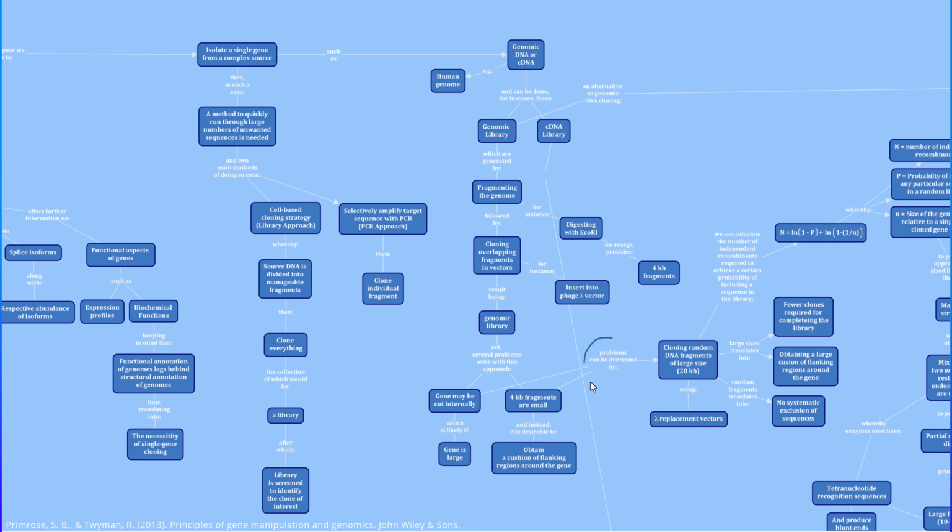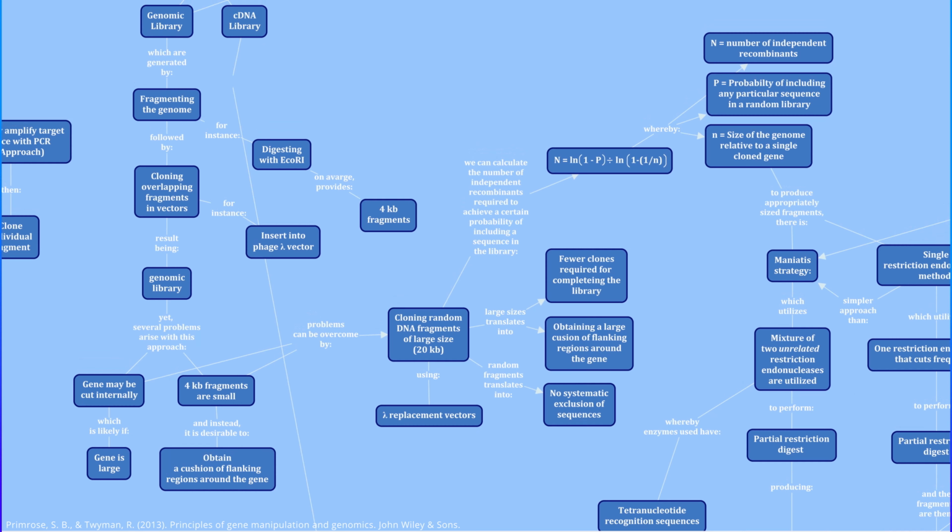So we can overcome these problems by cloning random DNA fragments of large size, say 20 kilobases instead, and then use lambda replacement vectors as the vectors for cloning overlapping fragments within those lambda replacement vectors. So the larger sizes of DNA fragments translates into fewer clones required for completing a library. So you have fewer clones that are required to complete the library, but also you obtain a large cushion of flanking regions around the genes, which is desirable.